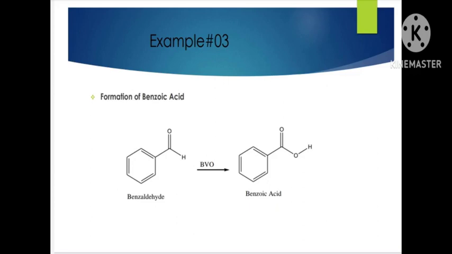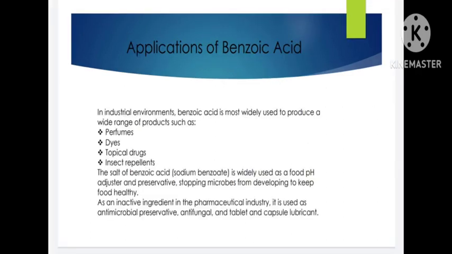But in some cases, if electron donating groups like methoxy or alkyl groups are present on the phenyl ring, then in this case they have a greater migratory aptitude. So in this case a formate ester will be formed. Next are the applications of this benzoic acid. Benzoic acid is basically used in industry to prepare several kinds of products like perfumes, dyes, topical drugs.